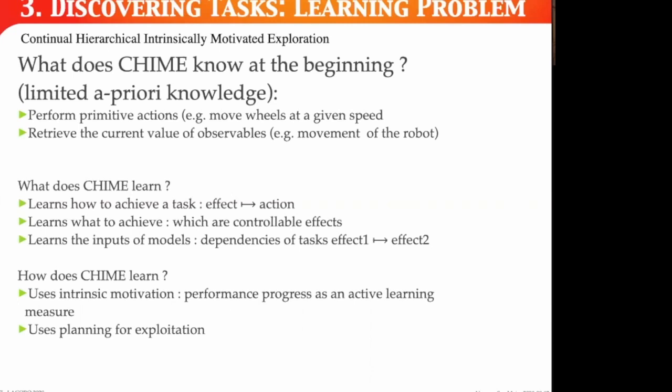And so what are the main principles for SGIM to learn? First, it uses intrinsic motivation, like the algorithms before, based on performance progress as an active learning measure to choose what to learn, where to explore, and how to explore. It also uses planning for exploitation. So let me go into a deeper detail about this algorithm.